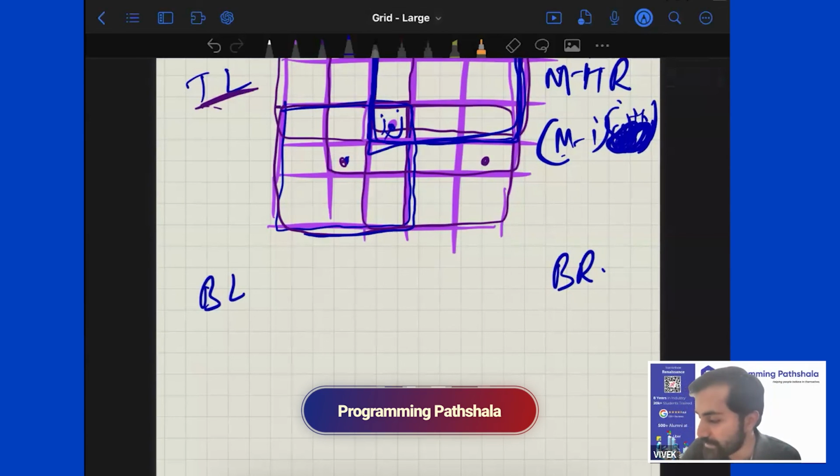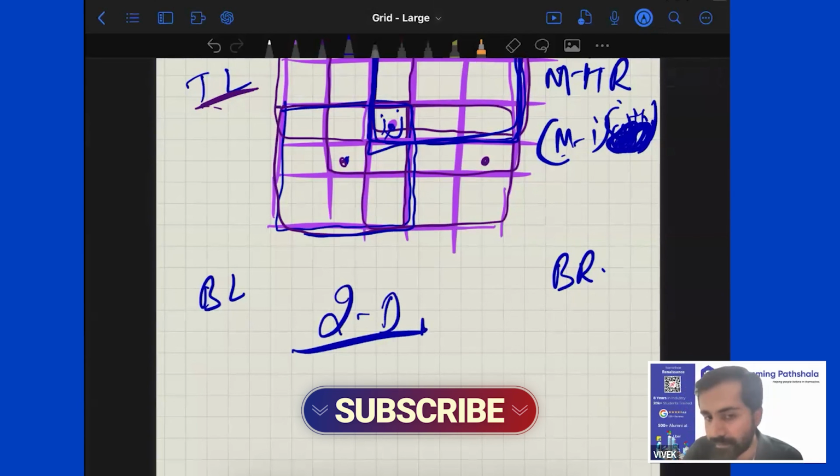Okay, cool. Does that make sense? Do you understand this variation in two dimensions? Yes or no?